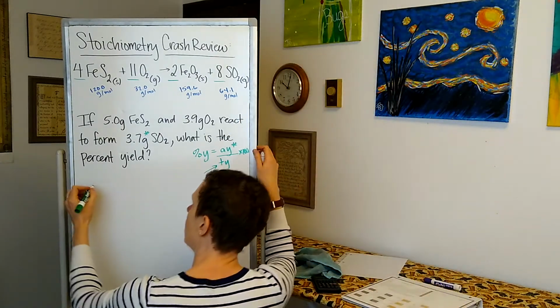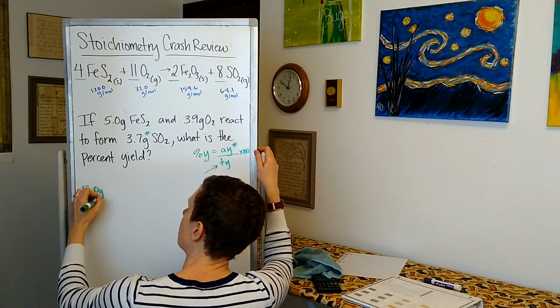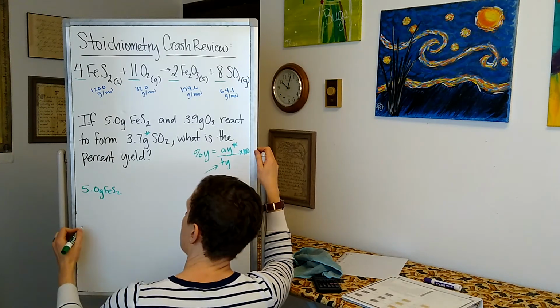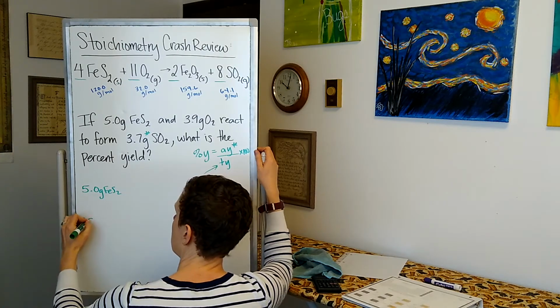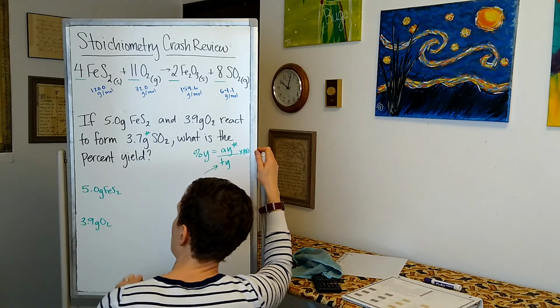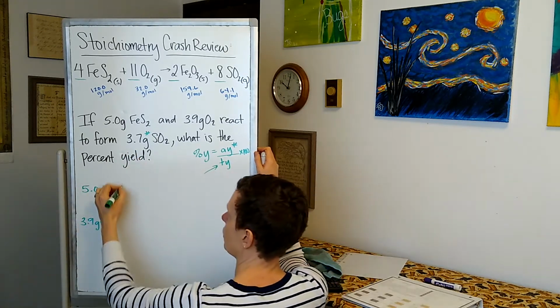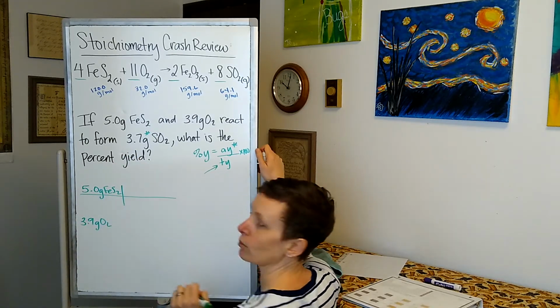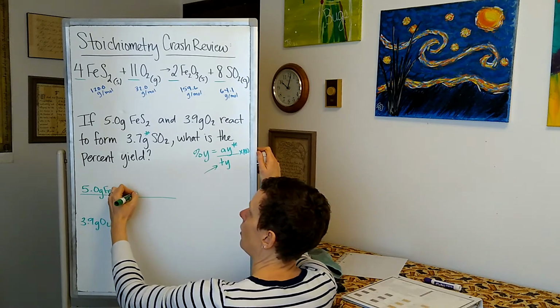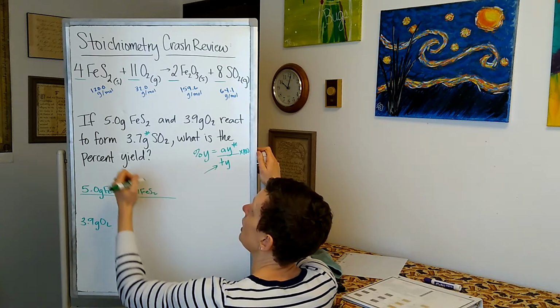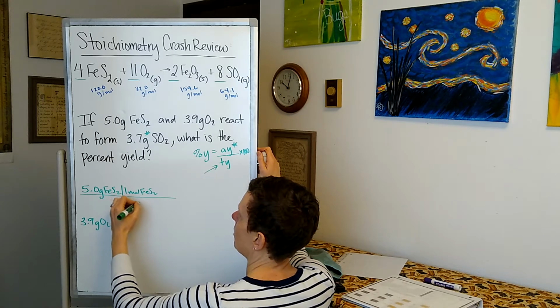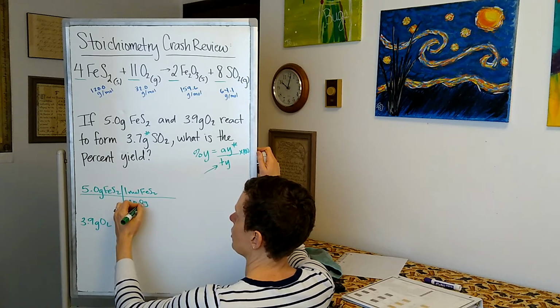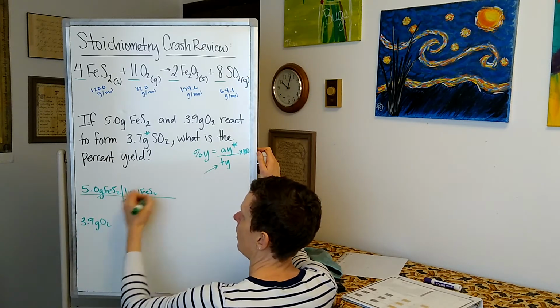Okay, so here we go. 5.0 grams of FeS2, 3.9 grams of oxygen, and I'm going to go all the way to grams of SO2 for each of these. So all the way across your molar map. So 1 mole of FeS2 is 120.0 grams of FeS2. So grams go away.